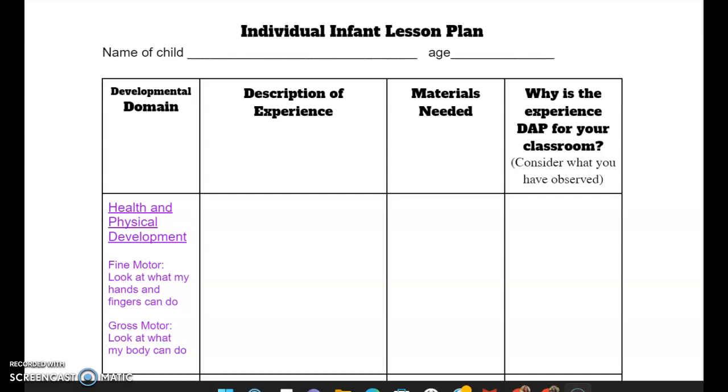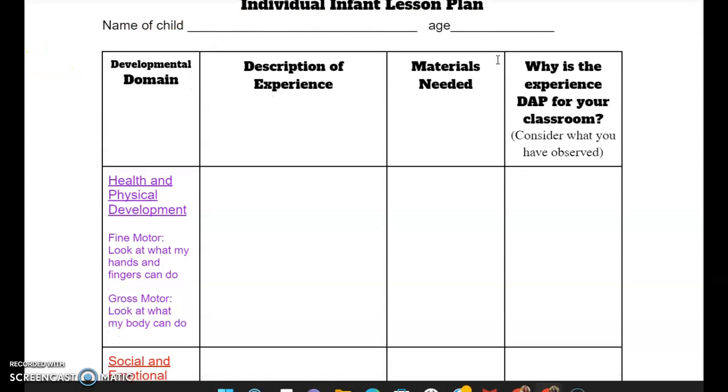It doesn't need to be like a focus child or anything. It's just going to be the one child that you're going to think about, because infants are just so individualized and so different. All right. So I'm only asking you to do it for one. So the name of the child and the age, please.